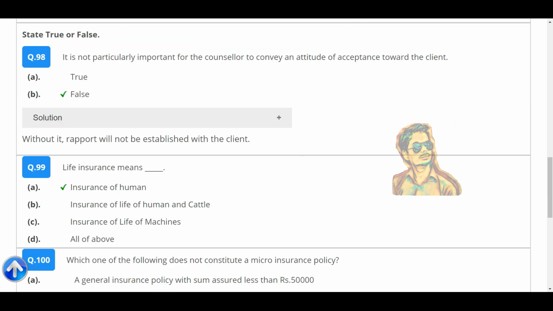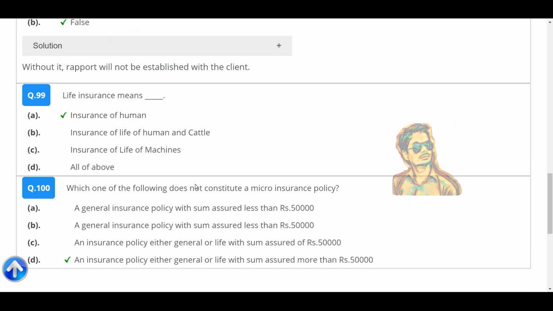Life insurance means insurance of human life. Which of the following does not constitute a micro-insurance policy? An insurance policy, either general or life, with sum assured more than 50,000 rupees.